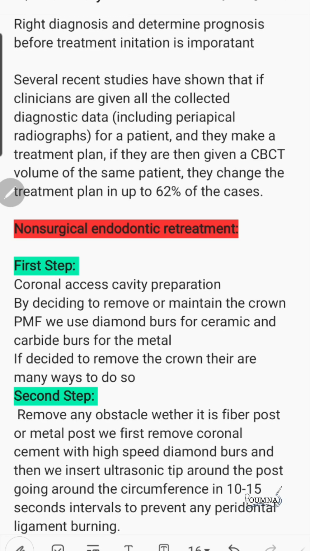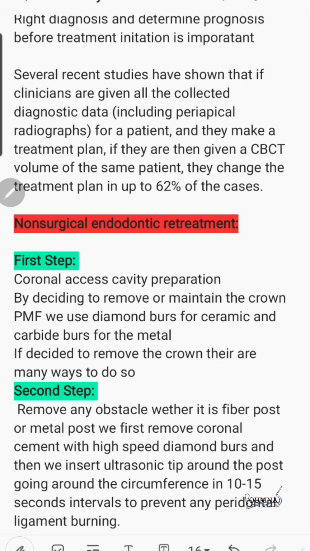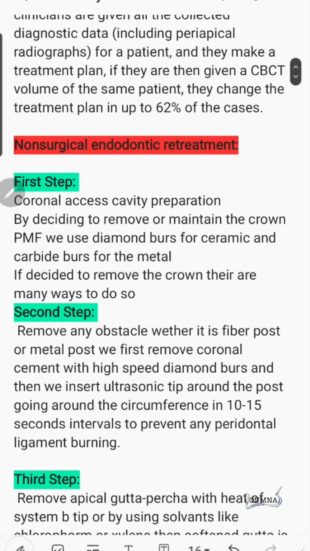Several recent studies have shown that if clinicians are given all the collected diagnostic data, including a periapical radiograph for a patient, and they make a treatment plan, and are then given a CBCT volume of the same patient, they change the treatment plan in up to 62% of the cases.